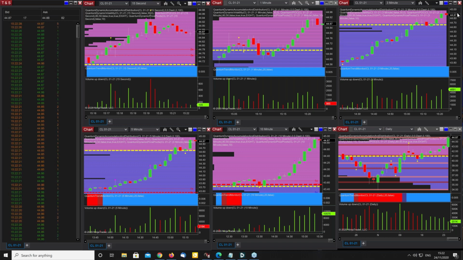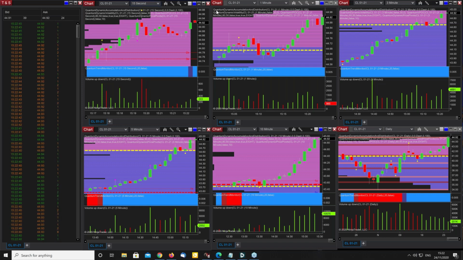Just a classic example, and this could be any chart. It happens to be oil, but it really could be anything. It doesn't matter. The application of the indicators works in exactly the same way. I've got the 15-second, the 1 minute, the 3 minute, the 5 minute, the 10 minute, and the daily down at the bottom right here.